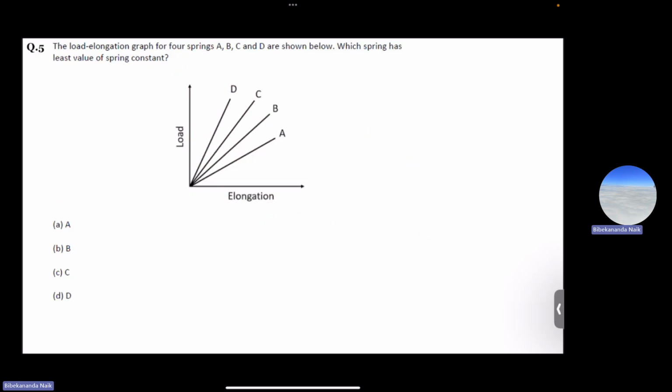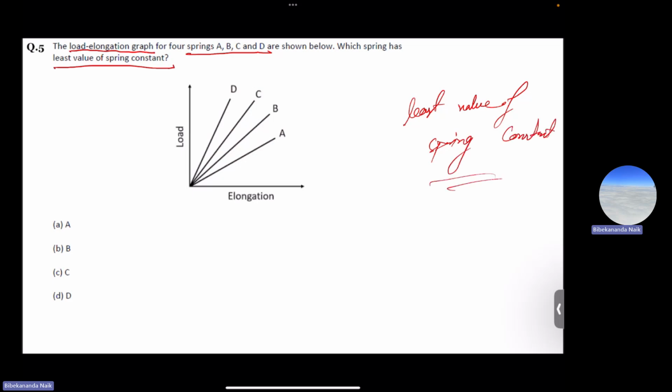Now we will move to question number 5. Question number 5 is similar to the types of questions that we solved before. Earlier there was a stress strain graph, here it is a load elongation graph. It says the load elongation graphs for 4 springs A, B, C, and D are shown. Which spring has the least value of spring constant? A, B, C, D are the 4 options. So I'll give you a few minutes to think about this question and identify the correct answer, and then we will discuss.